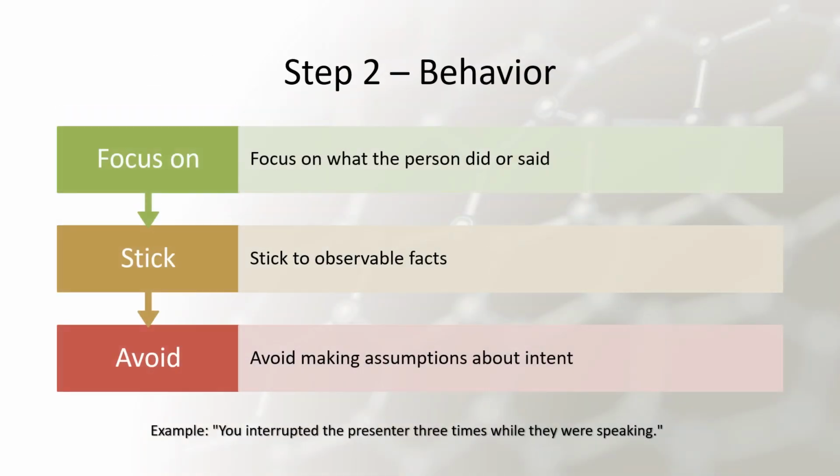The second step is behavior. This is where you focus on what the person did or said, sticking to the facts. Avoid making assumptions about their intentions. For instance, you interrupted the presenter 3 times while they were speaking. This focuses on specific, observable actions.